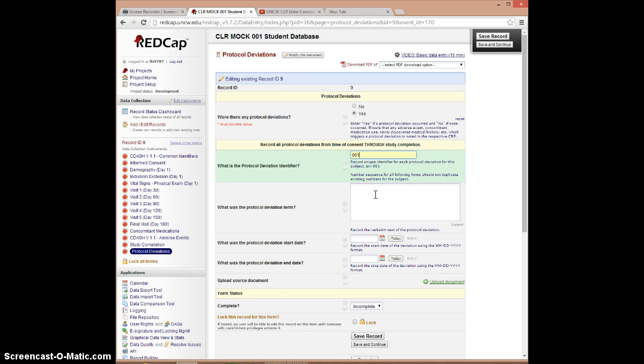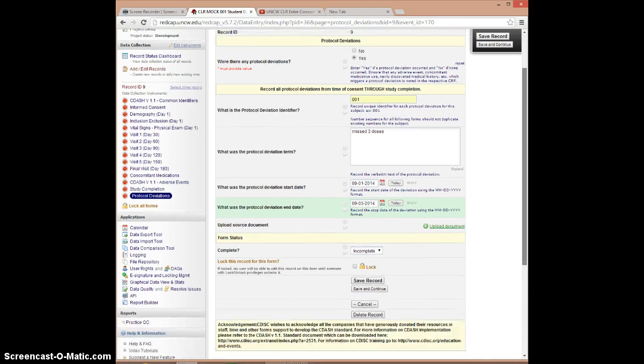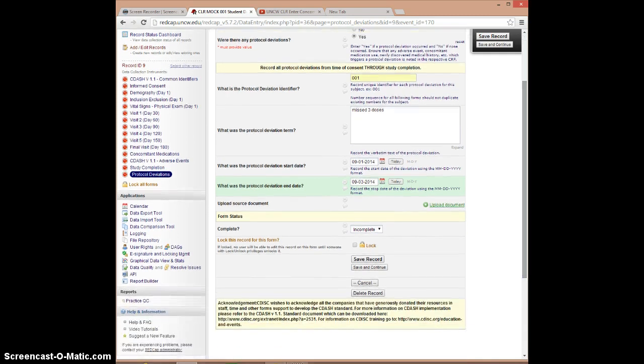We're asked to describe that deviation, and what the site wrote on the CRF is missed 3 doses. We want to know when they missed those doses, so we have an idea of when they had this deviation. So we collect that information. We know it happened September 1st, 2014, and that deviation of missing the doses continued until the 3rd of September, so that helps us know what visit to go back and to look at. And essentially we have completed the entry for this deviation.